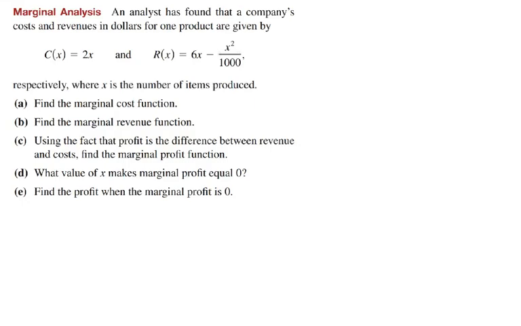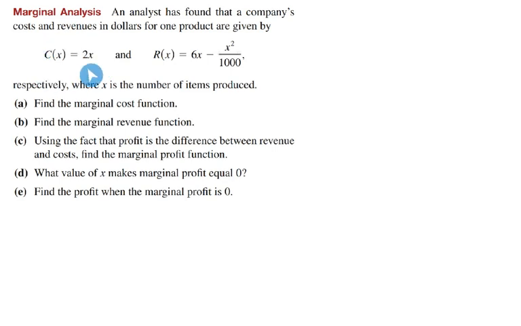Welcome back. In this video, we're going to work a problem where we talk about marginal analysis, where we analyze the rate of change in selling one extra unit for the cost function as well as the revenue function. So this problem states an analyst has found that a company's costs, C of X, and revenues, R of X, in dollars for one product are given by these two functions.